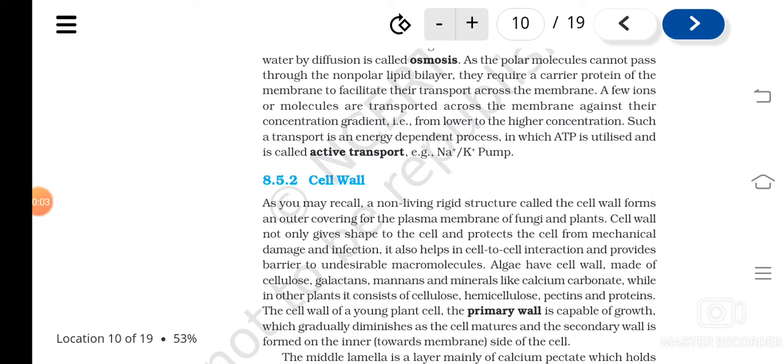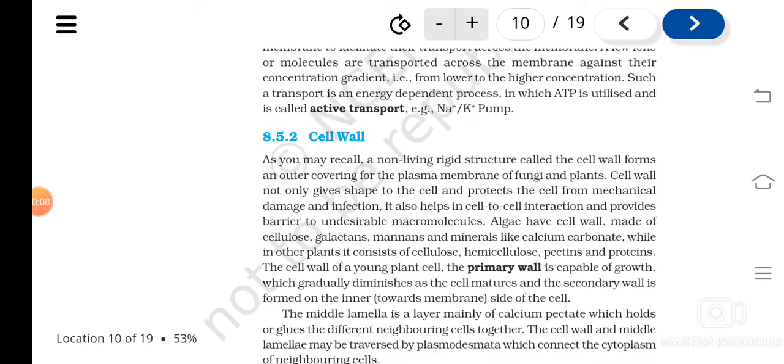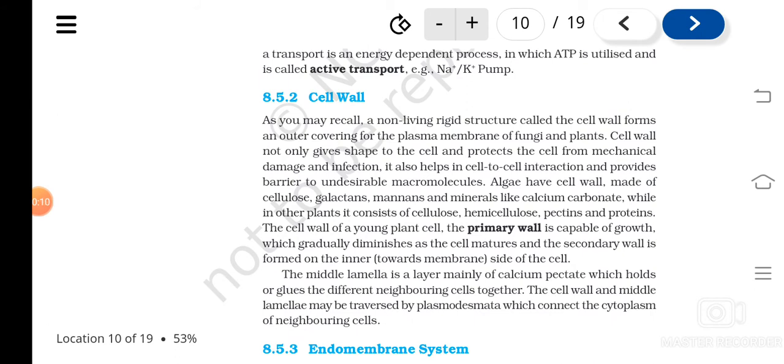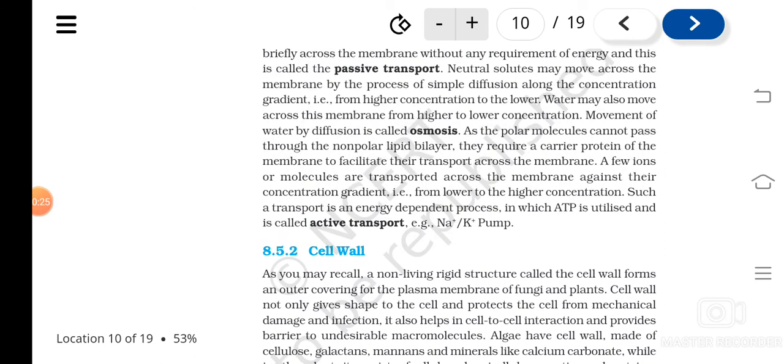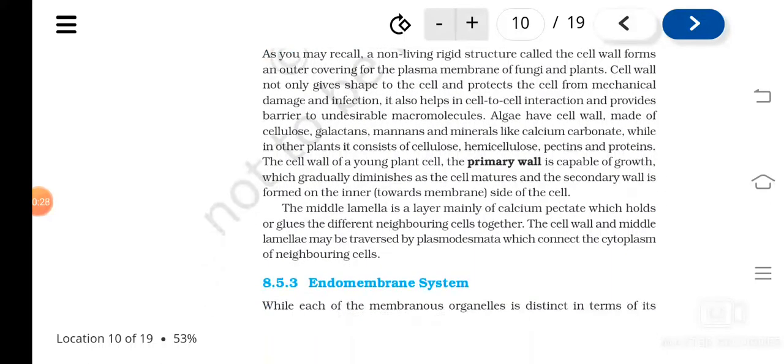So, in the previous classes, we were studying the cell. We have already studied the prokaryotic cell and the eukaryotic cell, and its components. In the prokaryotic cell in detail we have seen, and we also have studied the plasma membrane and cell wall. Now we are going to study the endomembrane system.